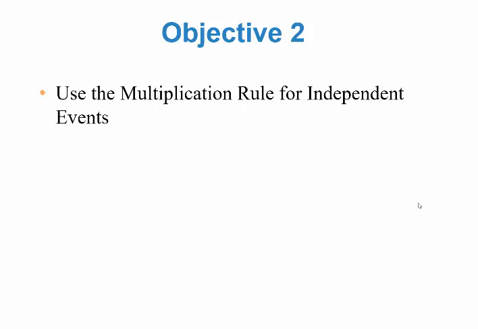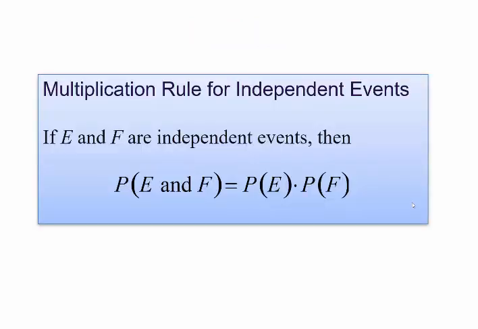Now we have the multiplication rule for independent events, and it just goes like this. If E and F are independent events, and I ask you the probability that E and F happens, all you have to do is take the probability of the first event, multiply it by the probability of the second event, and that's it.